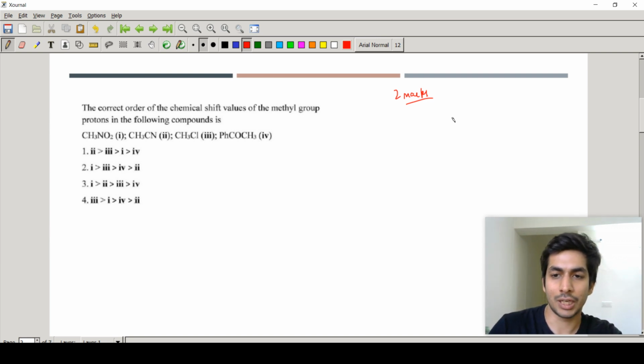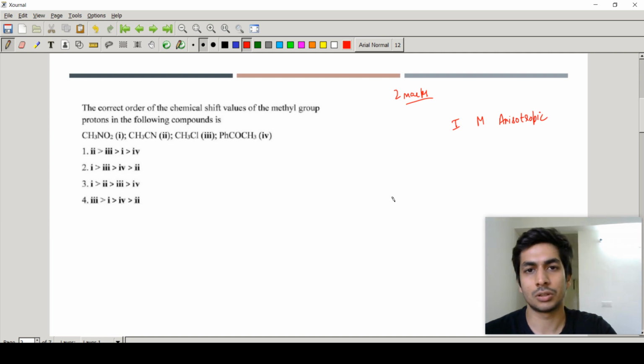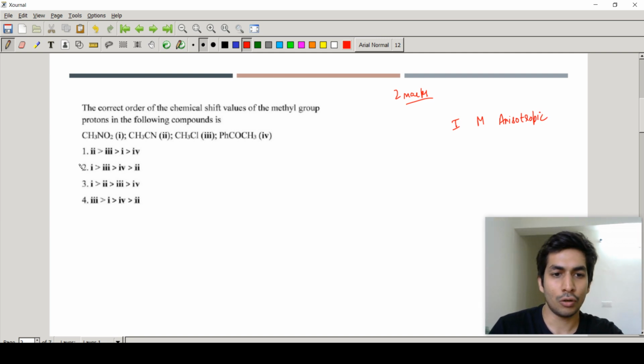So if you see over here, there are 3-4 effects that come into the picture. We have the inductive effect, on which the chemical shift values generally depend. Then we have the mesomeric effect, and then we have the anisotropic effect. So these are the three effects that come into the picture. Now I had asked this question in my Plus course as well, and the majority of the students went with option number 3, which is 1 2 3 4.